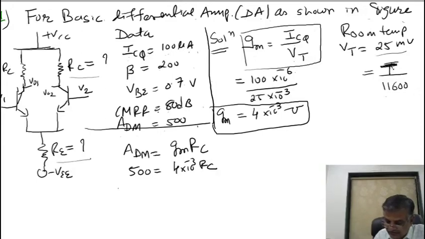So you can get the value of Rc. What is Rc? 500 upon 4. So 125. 10 raised to minus 3 will come in the denominator, so it becomes 10 raised to plus 3. So in short, collector resistor is 125 kilo ohm.